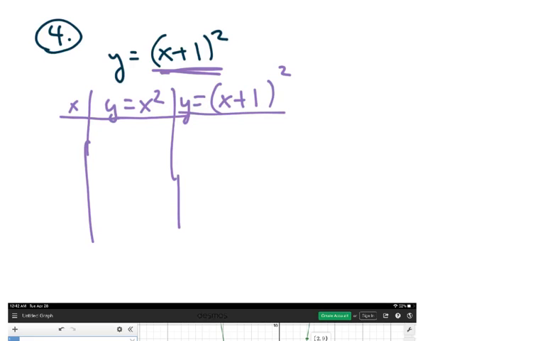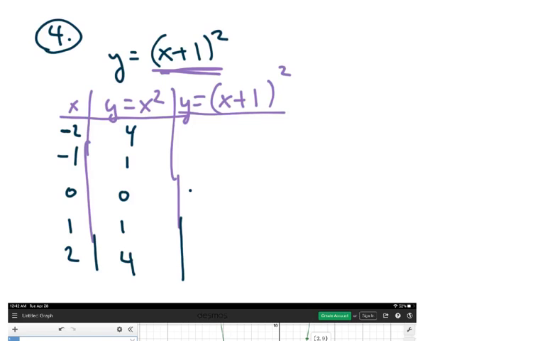Let's see what happens here. If I plug in, let's start with negative 2, negative 1, 0, 1, and 2. Let's see what happens. Obviously here we're going to get 4, 1, 0, 1, 4. Now if it's plus 1, let's see what happens.